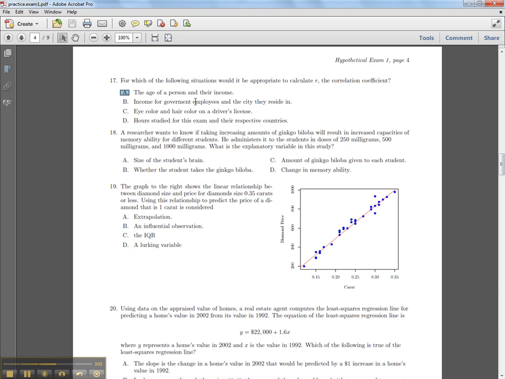The age of a person and their income, that's both quantitative, so that's probably our answer, but let's read the other. Income for government employees in the city they reside in. The city they reside in is categorical, so that's no good. Eye color, hair color, both categorical. Our study for this exam in their respective countries. This is quantitative, but this is categorical, so A is your answer.